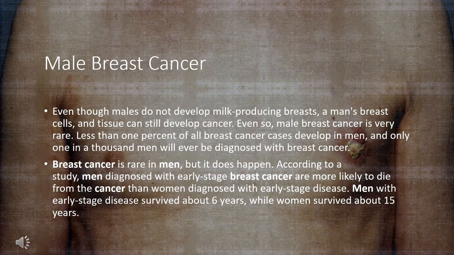Now we have discussed what the male breast is and what gynecomastia is. Now try to understand what male breast cancer is. As you can see on the slide, the background image shows an abnormality in one of the male's breast nipples. That is how a cancerous or infected breast in a male looks like. That's the nipple part. So even though males do not develop milk producing breasts, as we all know, a man's breast cells and tissues can still develop cancer.